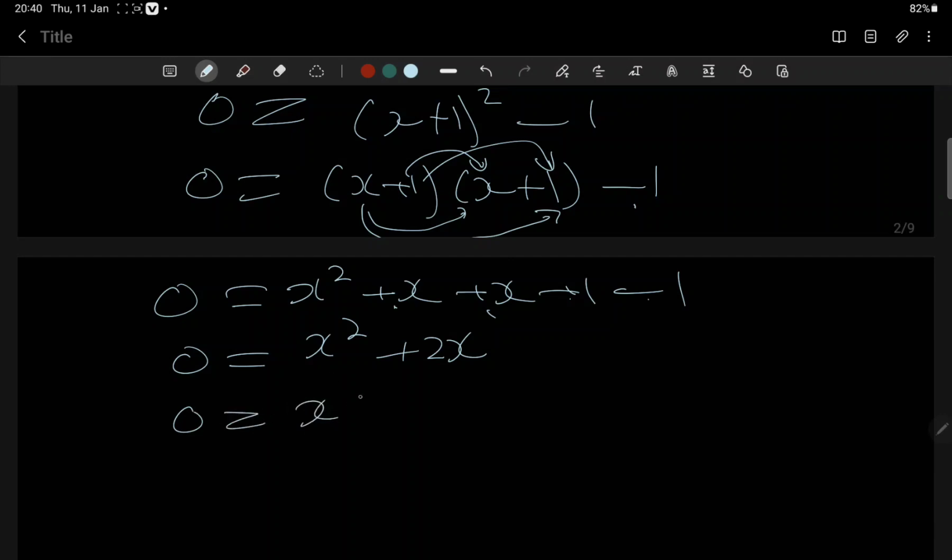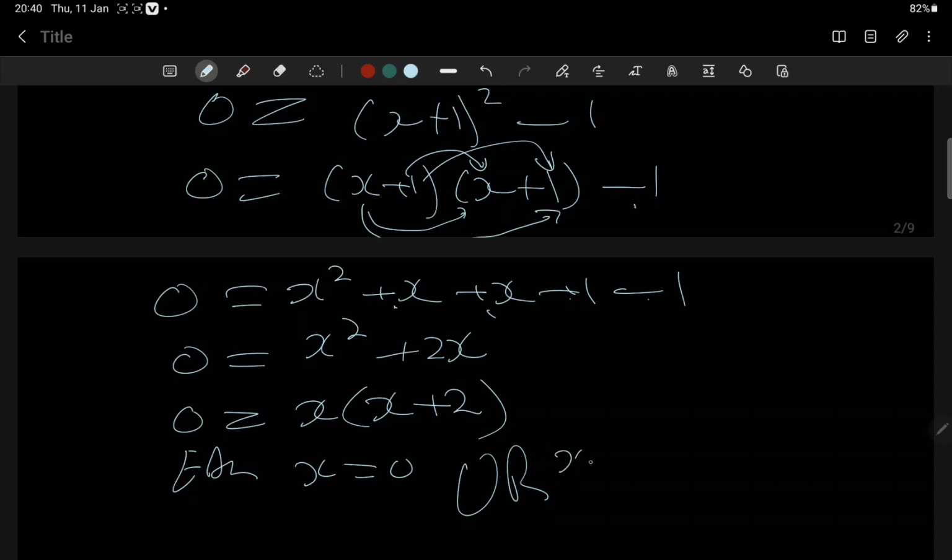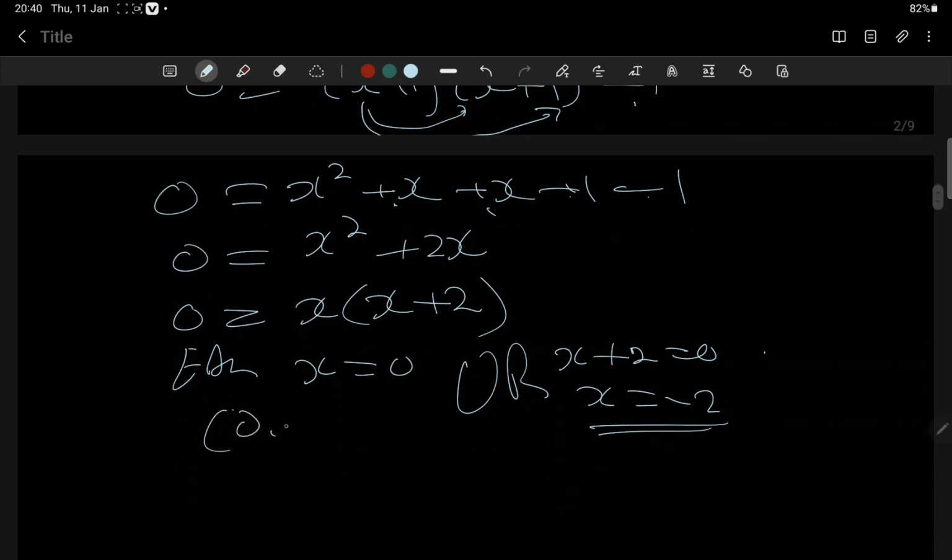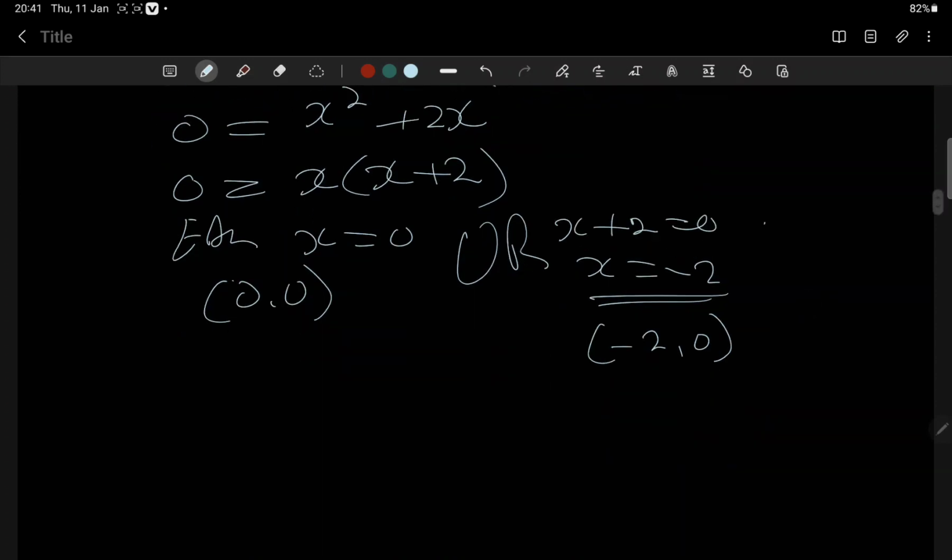Factor out x. Then either x is equal to 0 or x plus 2 equals 0. Subtract 2 from both sides, then x equals negative 2. So this point will be (0, 0), and this point will be (negative 2, 0). These are the intercepts.